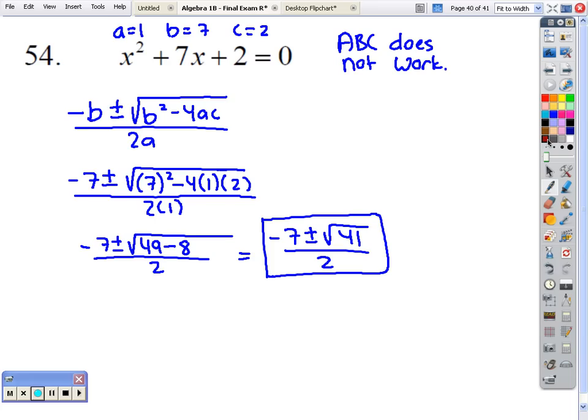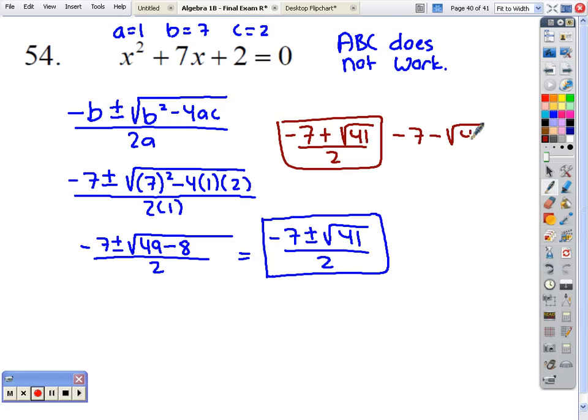Okay? If I was going to write two answers out, you could do something like this and say negative 7 plus the square root of 41 over 2. And then negative 7 minus the square root of 41 over 2. That would be fine as well. You could put it in your calculator and get a decimal answer as well. That would get you full credit, but I'm going to leave it like this. So these are two possible ways of expressing the answer.